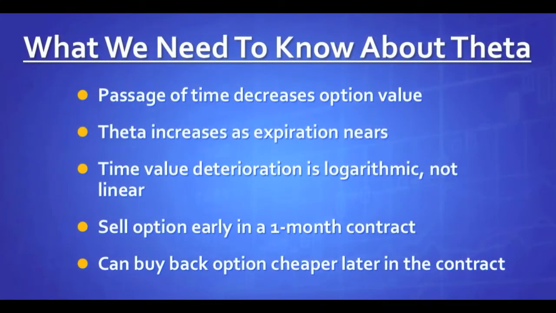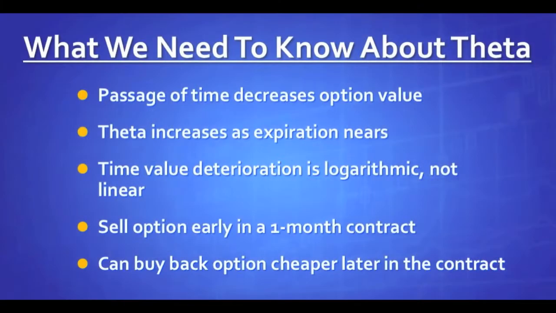So another thing you need to know is that theta, or the erosion of time value, will increase as you get closer to expiration Friday. And the time value deterioration is not linear. It's not a straight line. It's logarithmic. So what that means is at the beginning, the time value will start off slowly as far as erosion is concerned, and then as you get near expiration, it'll basically fall off a cliff.